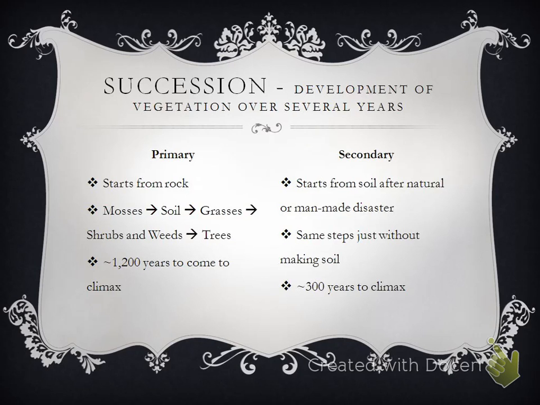And succession. Succession is, again, the development of vegetation over several years. So this is when we're looking at the island. And the main difference here, remember, is primary starts from rock or a very, very dry, deserty area, and secondary starts from something that's soil, and it's because of a natural disaster: fires, hurricanes, tornadoes. And primary takes way longer, and your secondary will only take about 300 years.